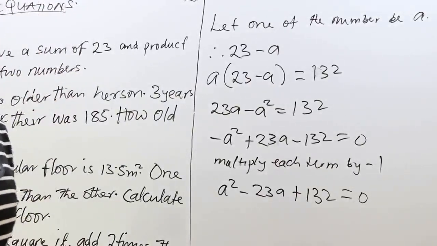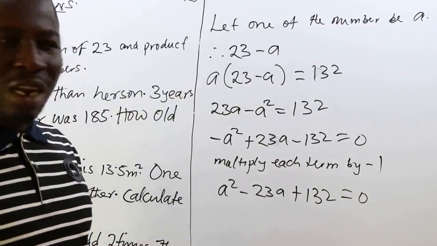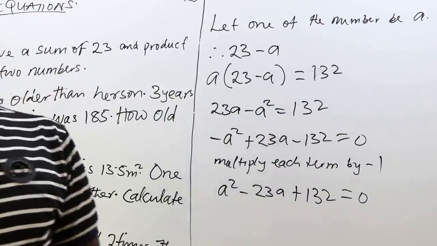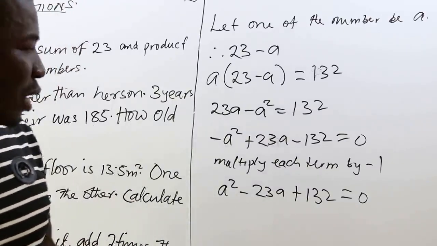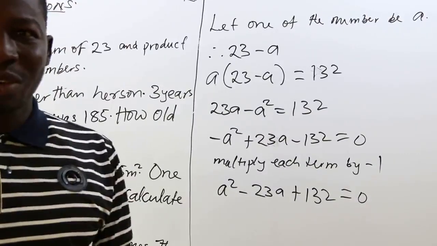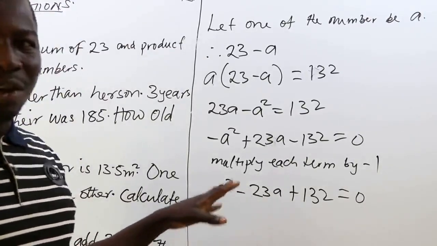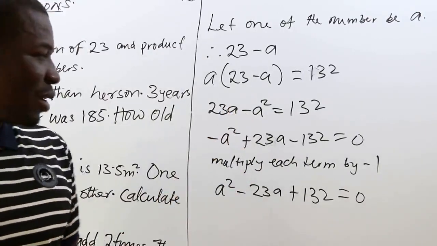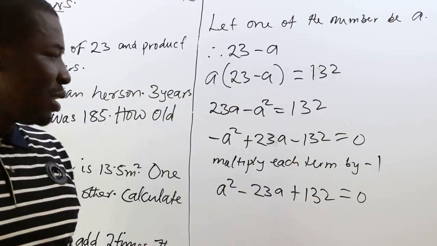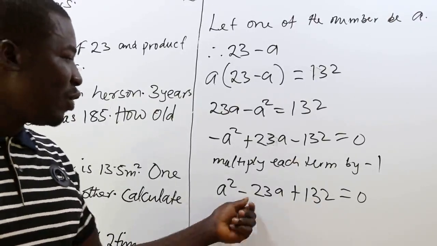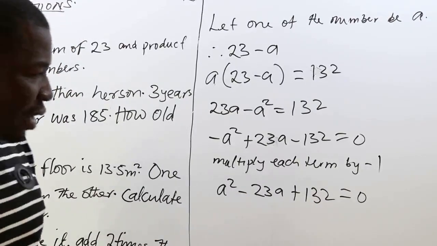And basically we have four methods of solving quadratic equations: either by factorization, completing the square, formula, or graphical solution. But in this case, we are going to use the factorization method. By factorization, you find two numbers that when multiplied will give you 132, and the sum of the same numbers will give you minus 23. So let's look at how we find the numbers.